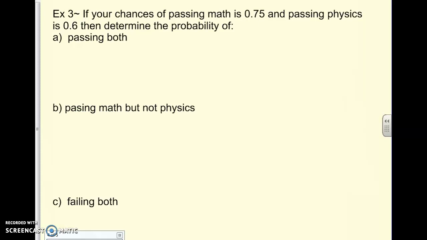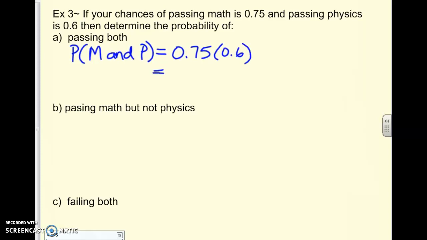Last example. Your chances of passing math is 0.75 and passing physics is 0.6. So determine the probability of passing both. So probability, math, and physics, we're going to multiply them together. So 0.75 times 0.6, that is 0.45.